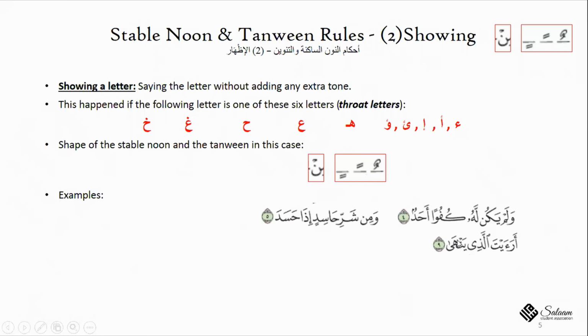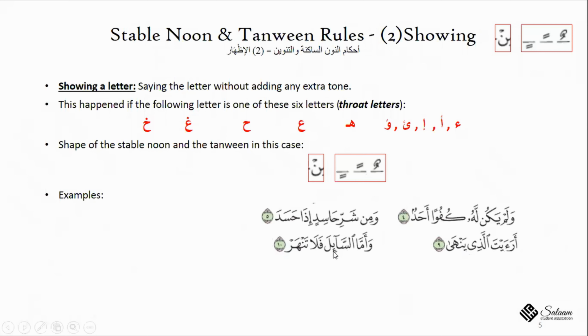Here, same thing. Noon, and after it, ha. أرأيت الذي ينهى. ينهى. I said the noon, no tone, nothing. I said the noon, the letter, and a ha after it. So it's called showing or إظهار. Same thing, noon with ha after it.